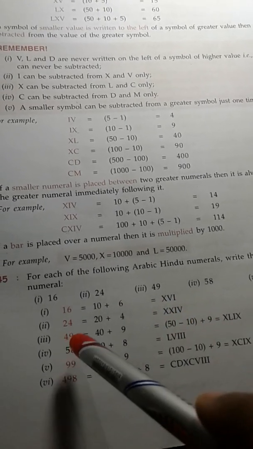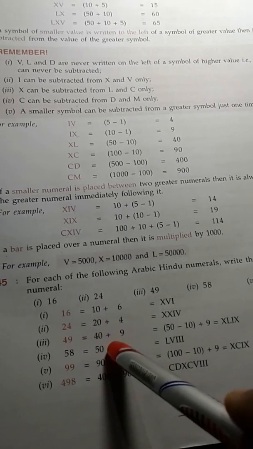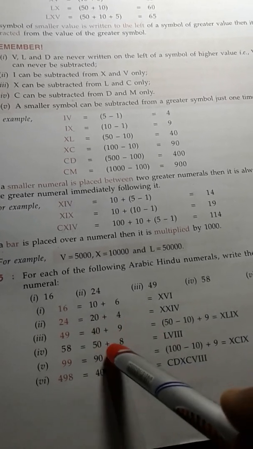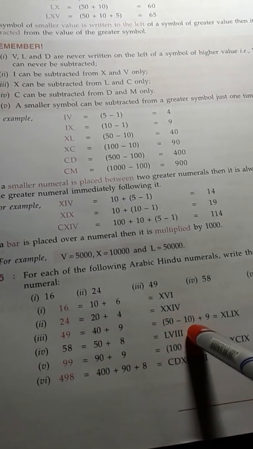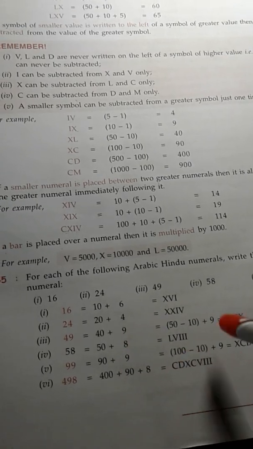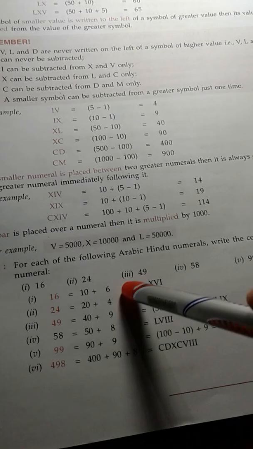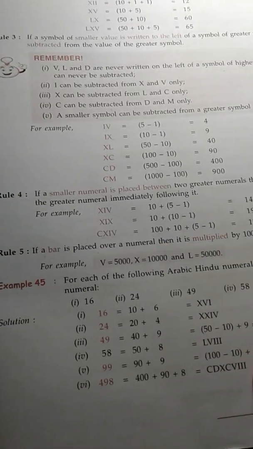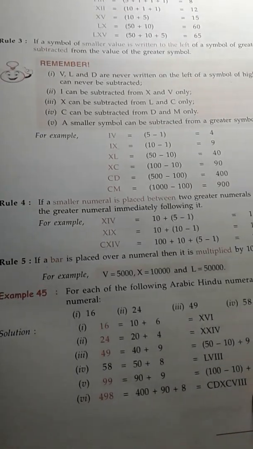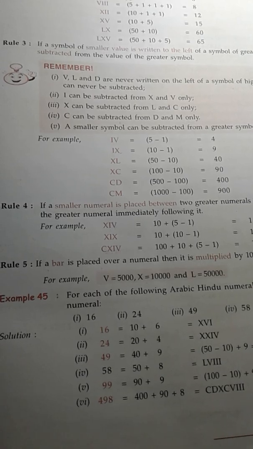Then 24. 24 means 20 plus 4. XXIV. 49. 40 plus 9. 40 means 50 minus 10. Then plus 9. XLIX. Like this you see all the examples. Okay. Thank you.